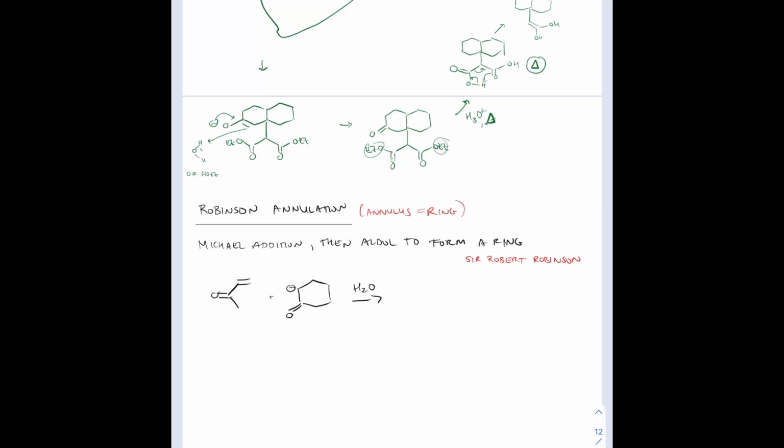So just remember, the Robinson annulation means that you're forming a ring. So you're going to do a Michael addition, then an aldol reaction to form a ring.